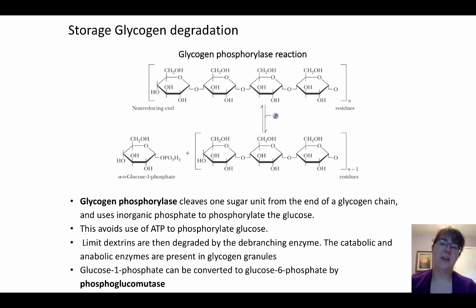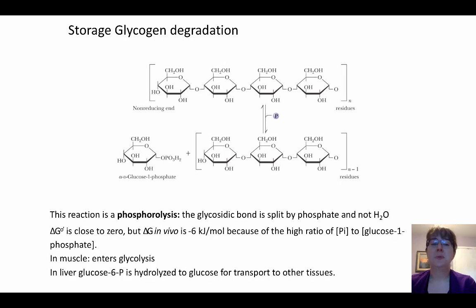This glucose 1-phosphate can then be converted to glucose 6-phosphate by phosphoglucomutase. Remember that glucose 1-phosphate can't actually directly enter glycolysis. It's almost there though. So we're going to have one more enzyme, that phosphoglucomutase, to move that phosphate group from the first carbon to the sixth carbon. This reaction of removing one sugar unit and doing so with a phosphate group is called phosphorolysis, or phosphorylases.